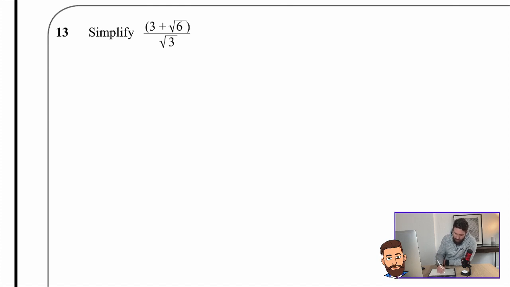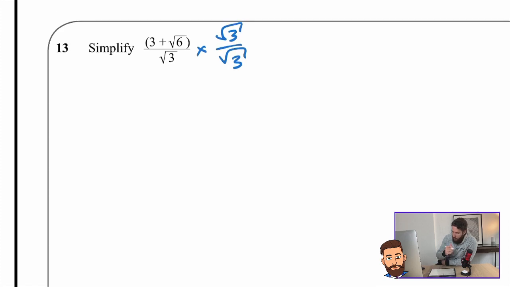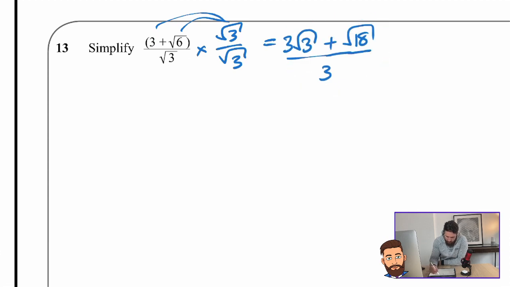This is grade 7, so we're going to times top and bottom by root 3. They've already put it in a bracket for us, which is nice, so we can times it. The bottom is the easiest thing to do. Remember, root 3 times root 3 cancels the surd. And on top, we've got root 3 times 3, which is simply 3 root 3. And then root 18 for this. Can't simplify 3 root 3.